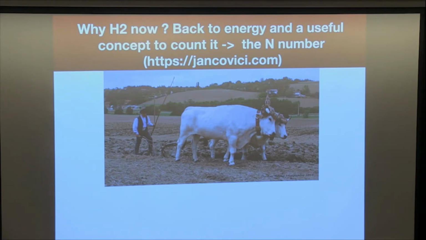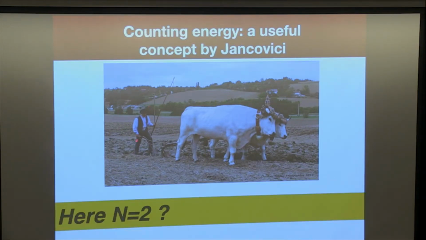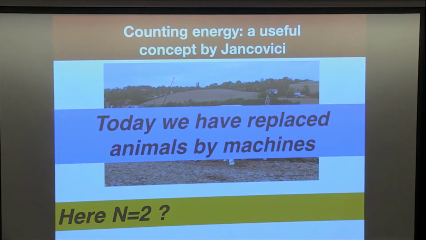The N number is the number of humans working for you to provide your energy, okay, full time. So for example, here, you see 200 years ago, you had this guy working for himself, plus a few animals, which were not working full time. So typically here, if you wonder what is the N number that this guy was actually using for his energy, you would find something like maybe 2. Himself, not full time, these 2 animals, well, maybe a few kids, PhD students, I don't know, which is not much.